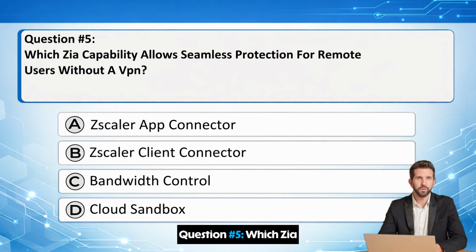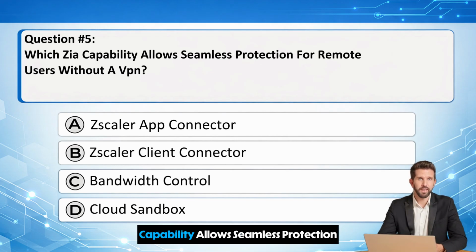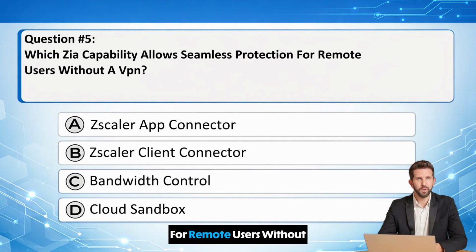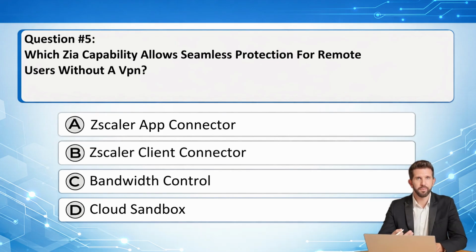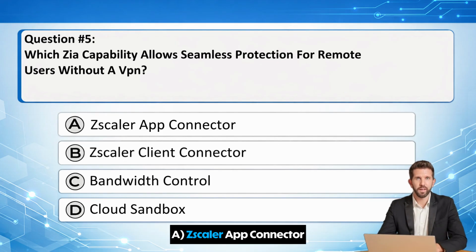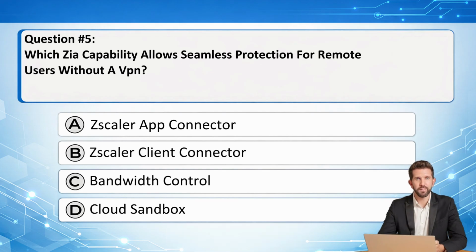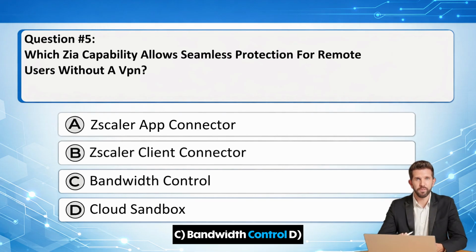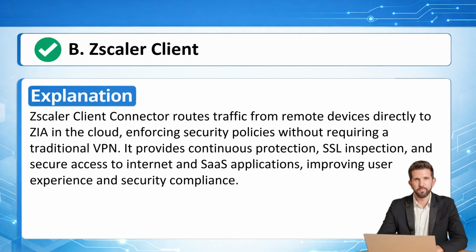Question number 5. Which ZIA capability allows seamless protection for remote users without a VPN? A. Zscaler App Connector. B. Zscaler Client Connector. C. Bandwidth Control. D. Cloud Sandbox. Answer: B.